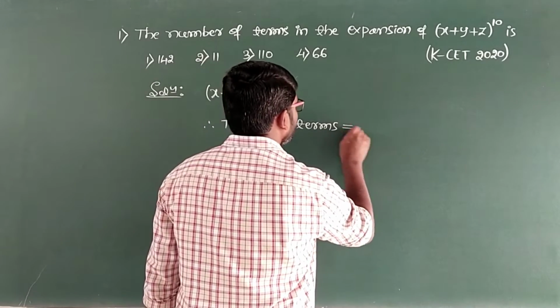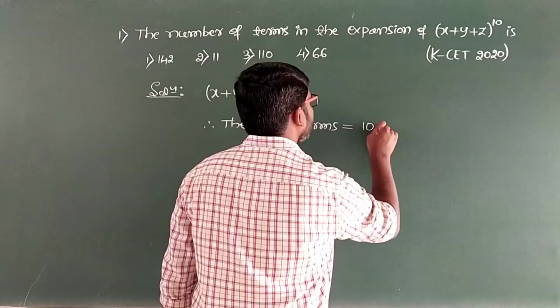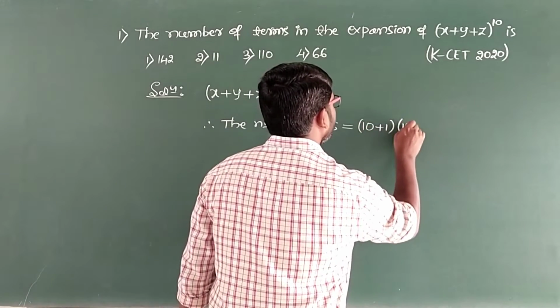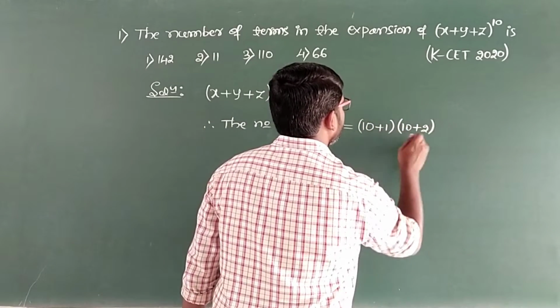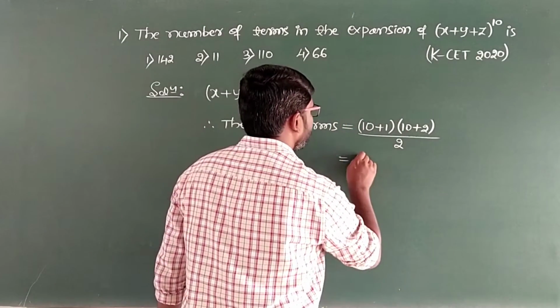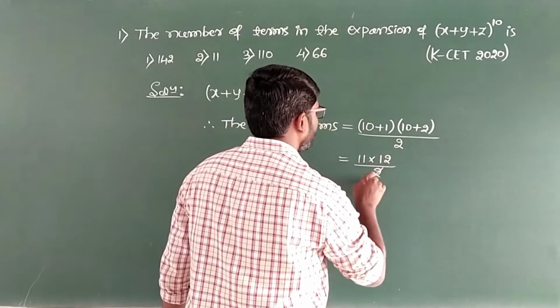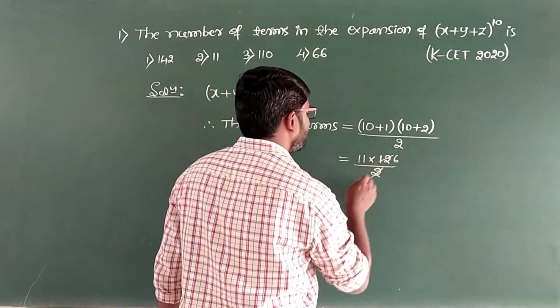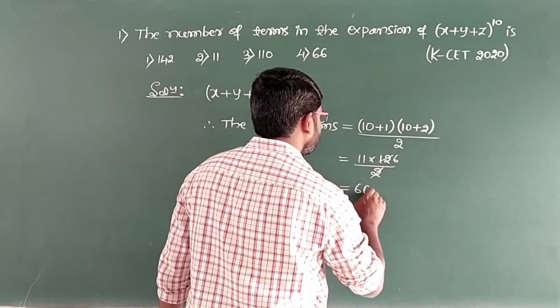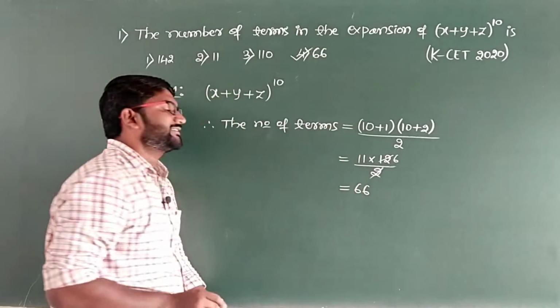which is equal to n plus 1 into n plus 2 divided by 2. So 10 plus 1 into 10 plus 2 divided by 2. Simplify this now. So it will be 11 into 12 divided by 2. So 2 ones are 2, 2 sixes are 12, so 11 into 6, it will be 66. So search for the options. Option 4 is the correct answer.